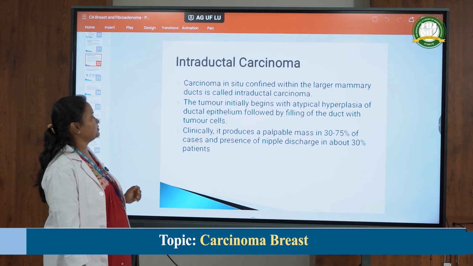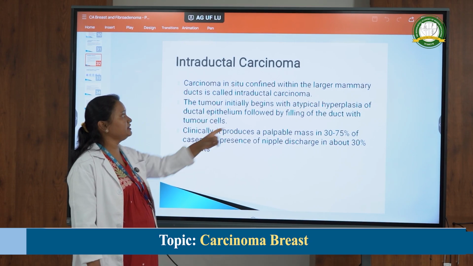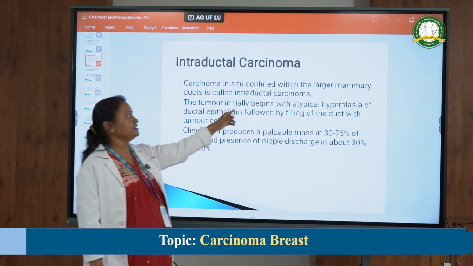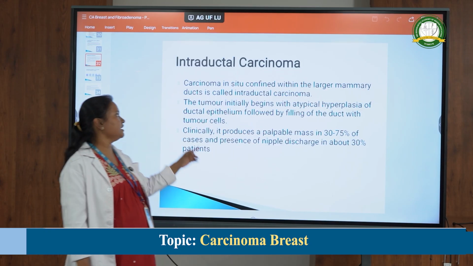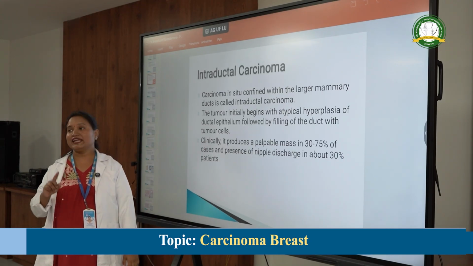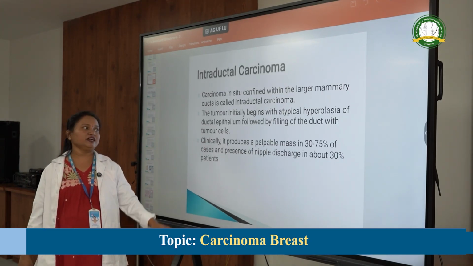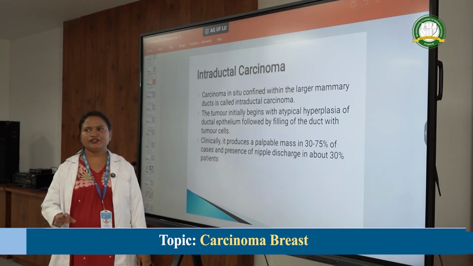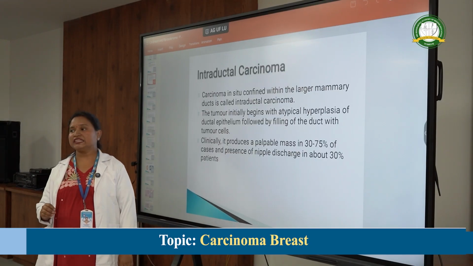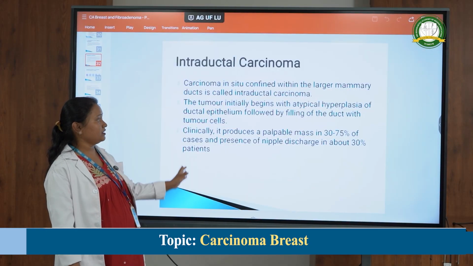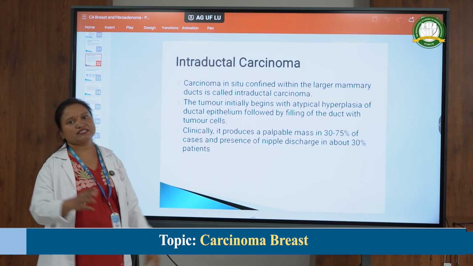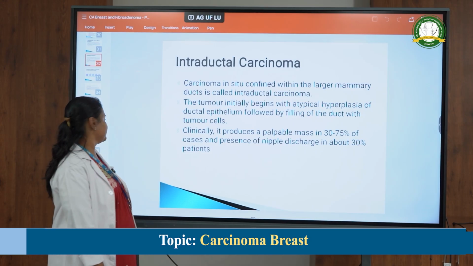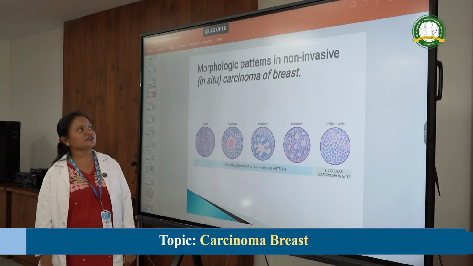Coming to the intraductal carcinoma. Carcinoma in situ confined within the larger mammary ducts is called intraductal carcinoma. The tumor initially begins with the atypical hyperplasia of ductal epithelium, followed by filling of the duct with the tumor cells. Okay. So clinically, it will be a palpable mass. 30 to 75% of these cases present as a palpable mass, but 30% of the cases will present with nipple discharge. So this is the non-invasive in situ carcinoma of the breast.